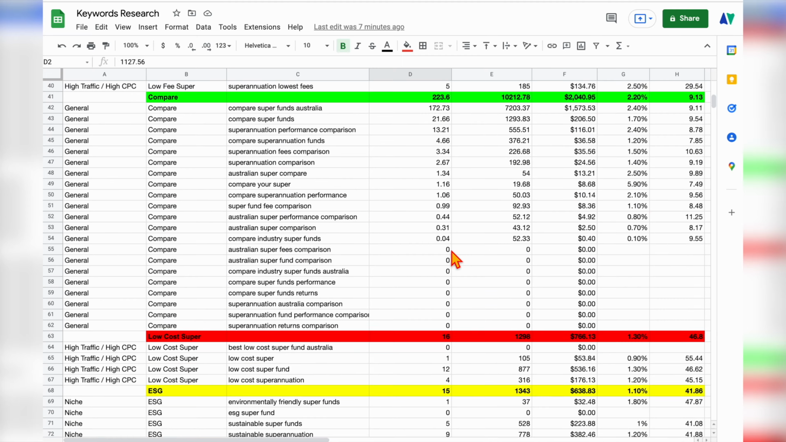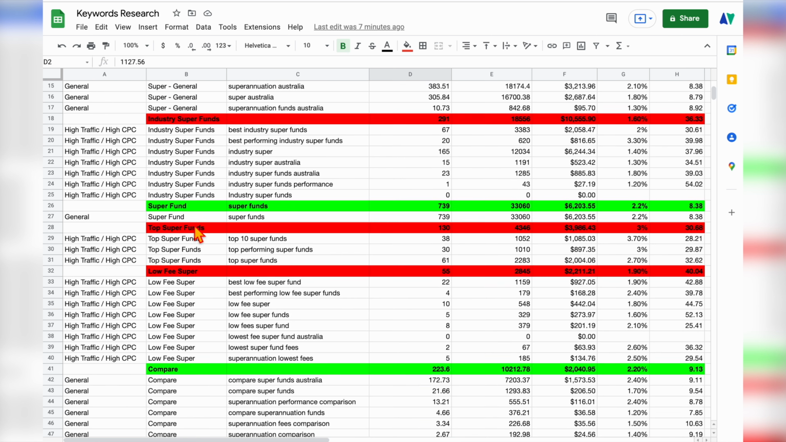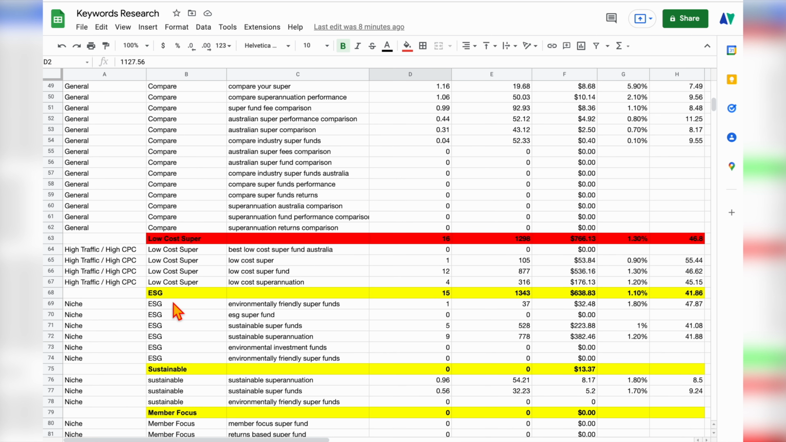So if we had grouped all of these ad groups together, what would have happened is that these red ad groups and keyword themes that were placed into the high traffic, high CPC ad group would have actually taken all of our budget, not allowing for the full potential of these green and yellow ad groups to add to our overall campaign performance. And let me show you how this actually looks and works in our campaign.